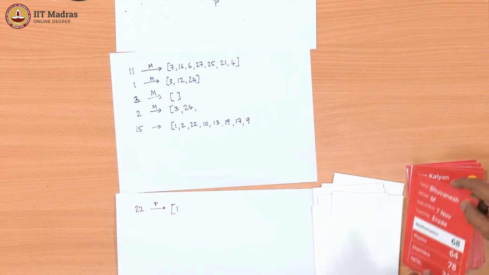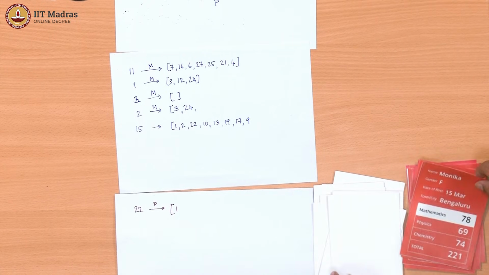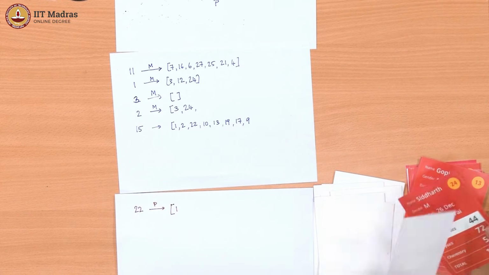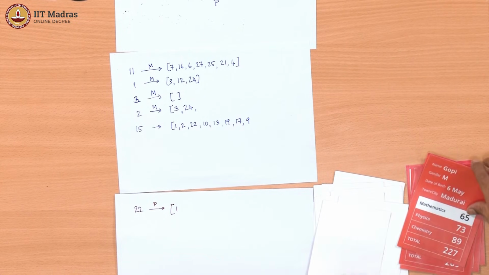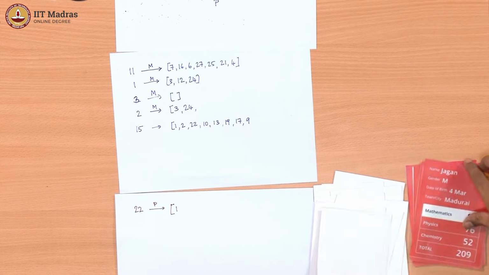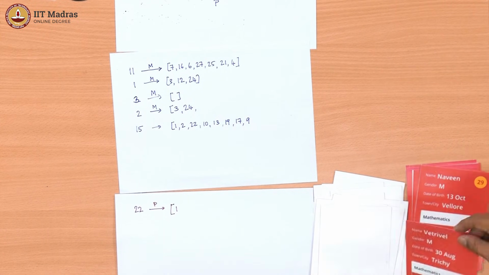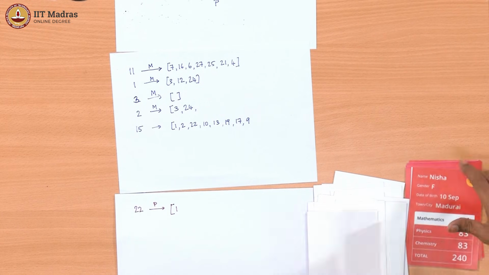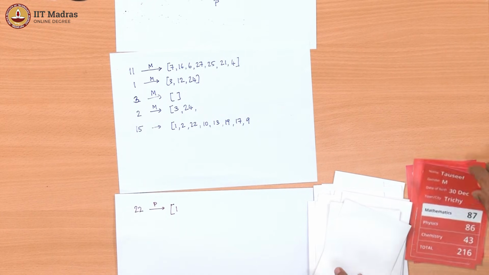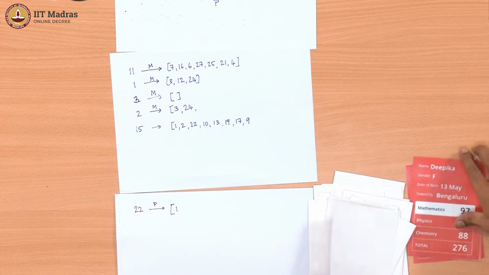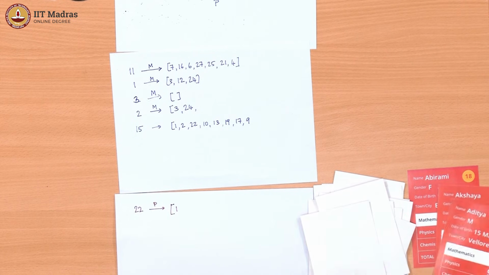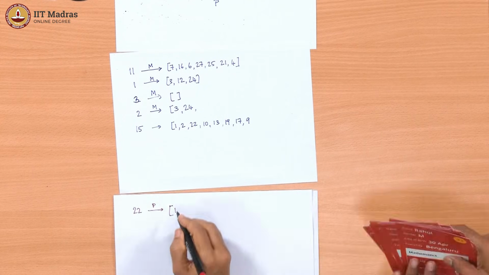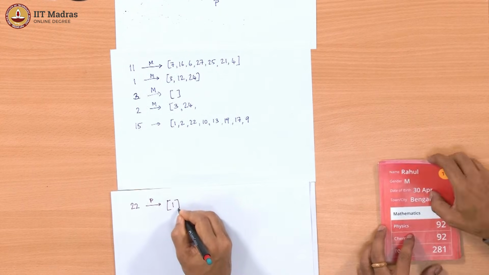64, 68, 69, 71, 72, 73. Not likely to find one, I think. People have scored well in physics. 66, 81, 82, 83, 88, 91, 92. So we have just one, only one. So we have found some pair, no?